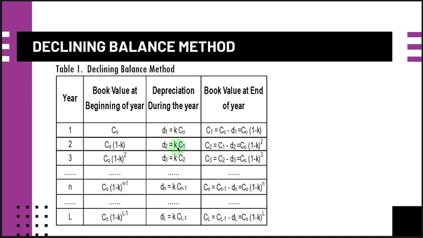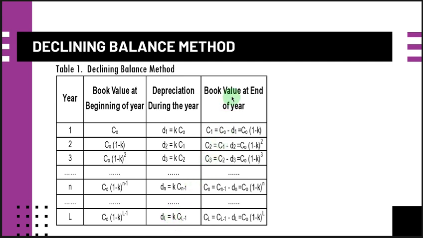for the second year, you just use this k. Just multiply this k with our C1 here during the first year. And for d3, k times C2 for the second year. And do the same for all the other years until the useful life of the machine.